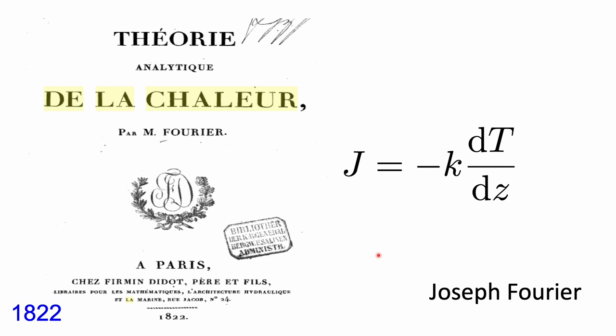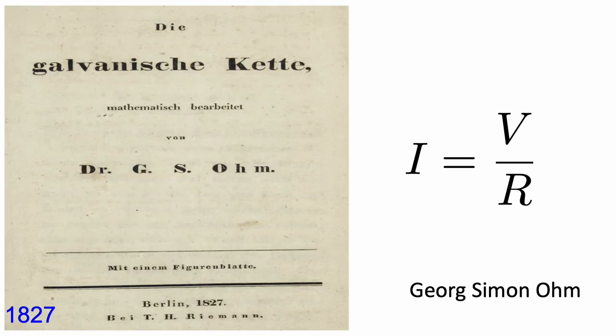Now, notice the linear relationship here between the flux and, if you like, the force, which is the temperature gradient which drives the flow of heat. Now, similarly, Ohm came up with Ohm's law, where the electrical current is proportional to the voltage, which effectively is the force, and the proportionality is 1 upon the electrical resistance here.